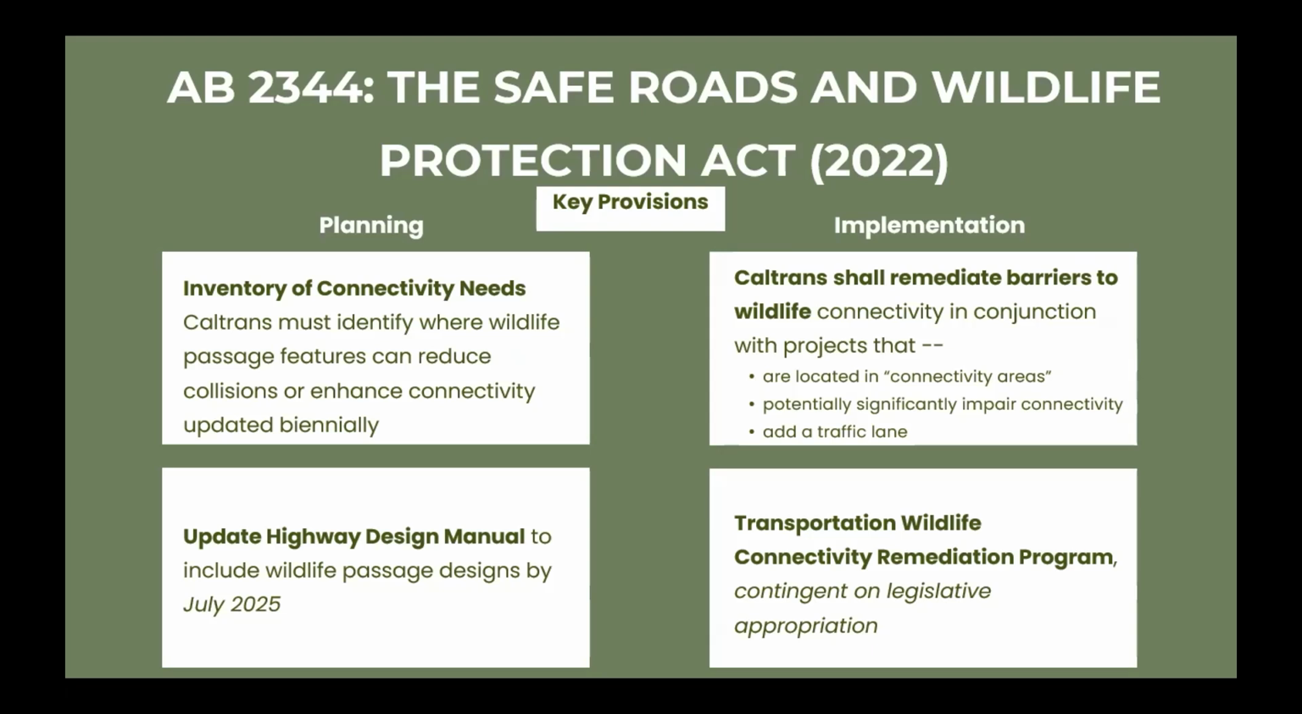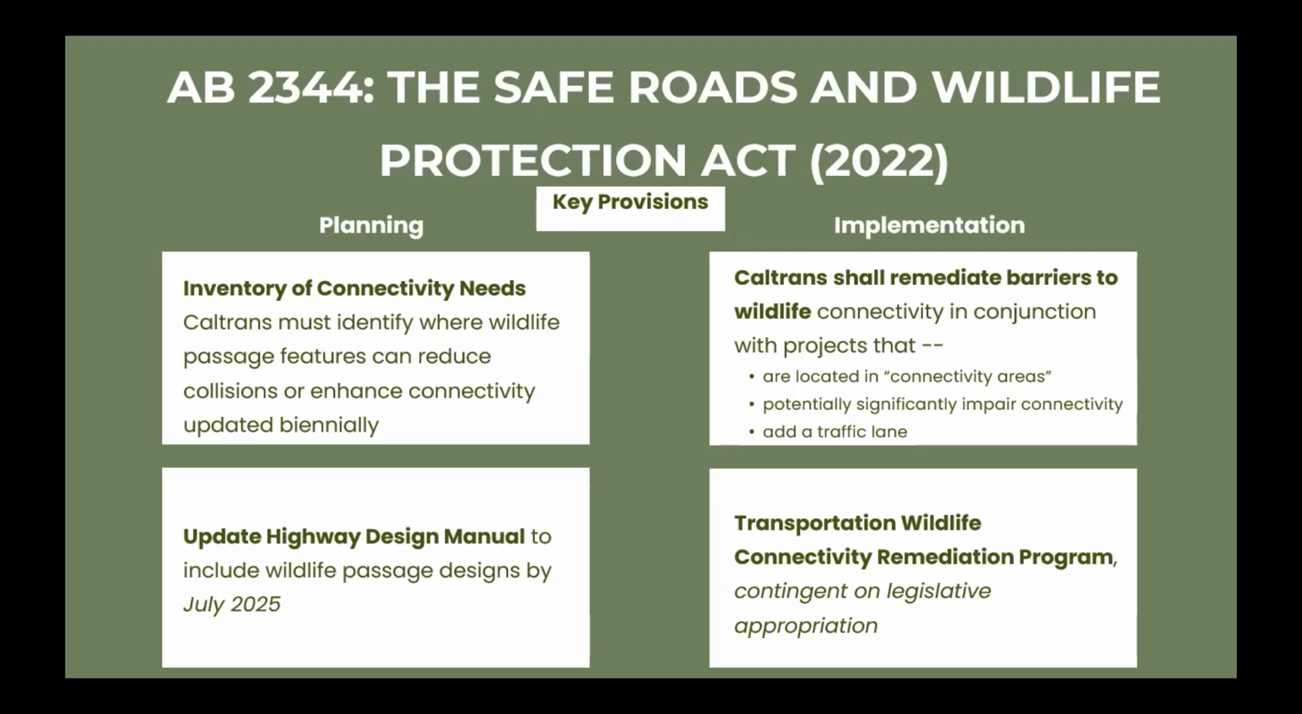And then the more forward-looking piece is the Transportation Wildlife Connectivity Remediation Program, which authorizes Caltrans to identify where these priority projects are and proactively implement standalone projects. But as you can see there, that's contingent on legislative appropriations, which was not appropriated, so no progress on that particular program has been made to date.